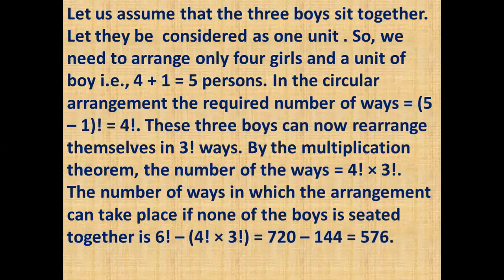In circular arrangement, the required number of ways would be factorial 5 minus 1, that is factorial 4. And the 3 boys can arrange among themselves in factorial 3 ways. So using the multiplication theorem, the number of ways would be factorial 4 multiplied by factorial 3. So the number of ways in which the arrangement can take place is factorial 6 minus factorial 4 into factorial 3. That comes out to be 576. I hope you people are able to understand this.